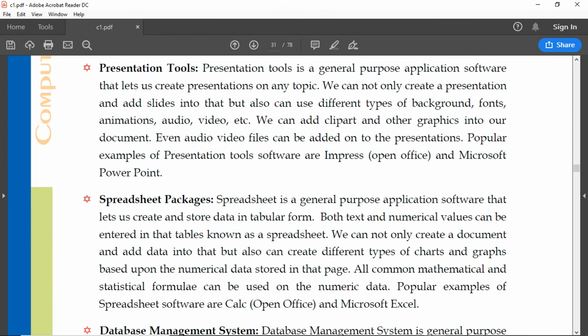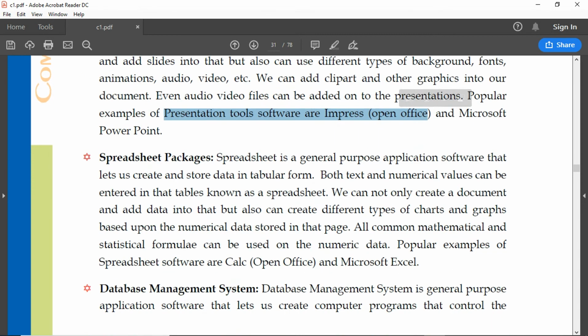Presentation tools. Presentation tools is a general-purpose application software that lets us create presentations on any topic. We can not only create a presentation and add slides into that, but also can use different types of background, fonts, animations, audio, video, etc. We can add clip art and other graphics into our document. Even audio-video files can be added onto the presentations. Popular examples of presentation tools software are Impress, OpenOffice, and Microsoft PowerPoint.